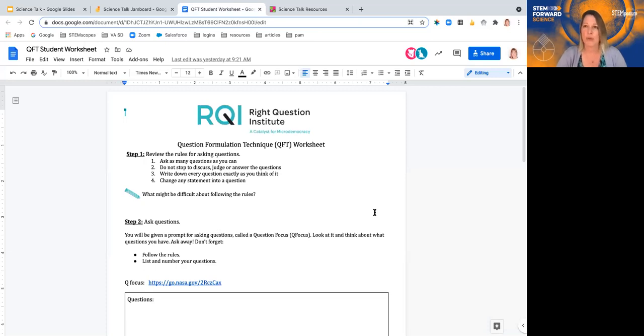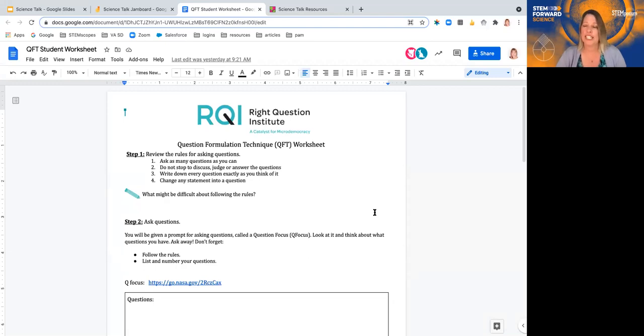Number 1, ask as many questions as you can. That sounds simple, but it is actually a little bit more challenging. Once again, I think that's why this process is so intriguing to me, because it seems so simple and yet really does shift the way we think about how our students begin to think about things. I know probably the hardest one for me is number 2, do not stop, discuss, or judge answers to questions. This is a brainstorming time, and we always say that, but this is truly brainstorming. Just continue to write the questions.